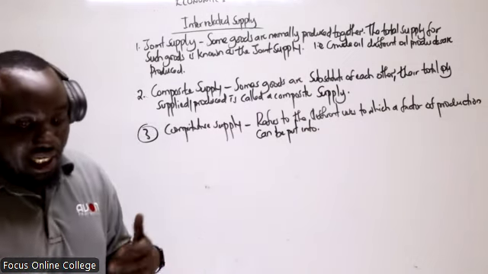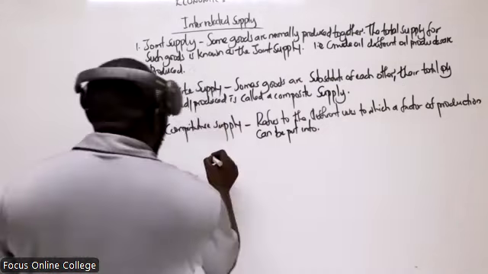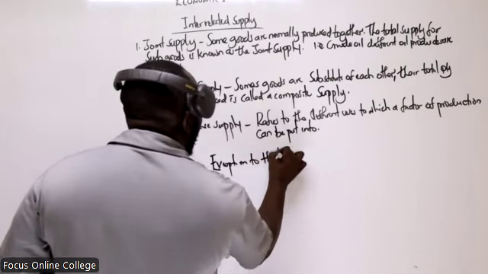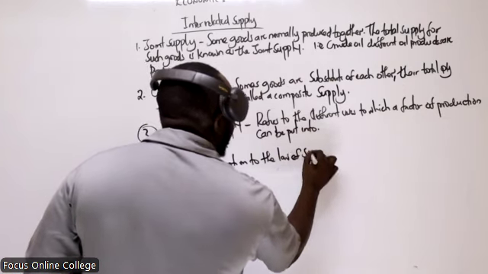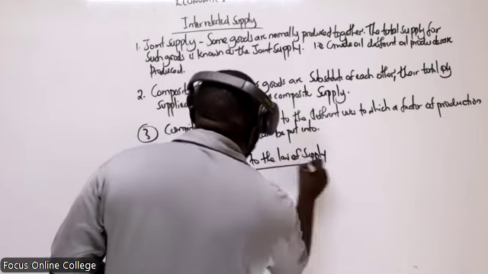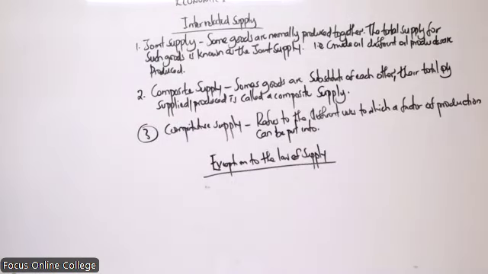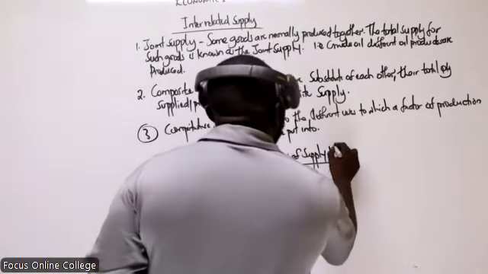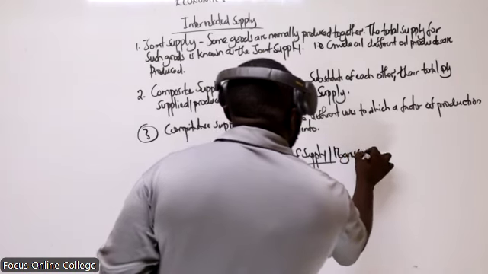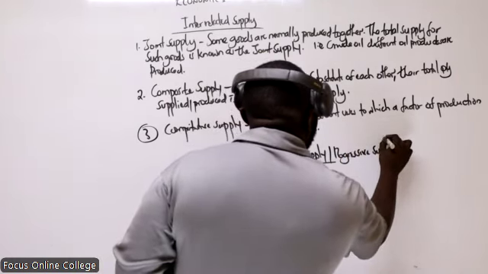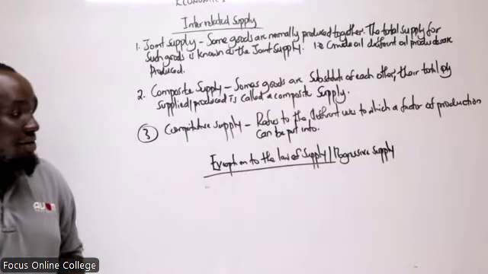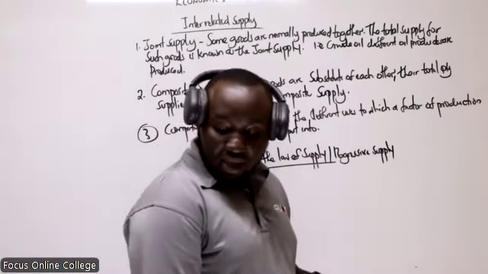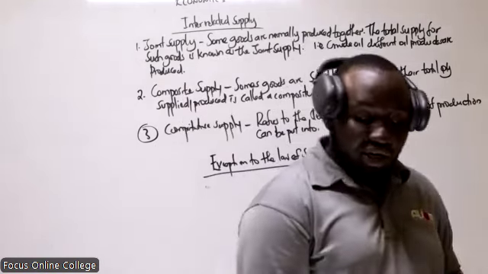Then I want to move to what we call exceptions to the law of supply. When you talk about exceptions to the law of supply, we can also call it regressive supply.